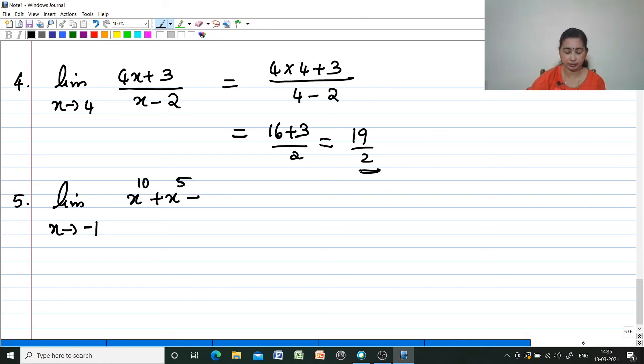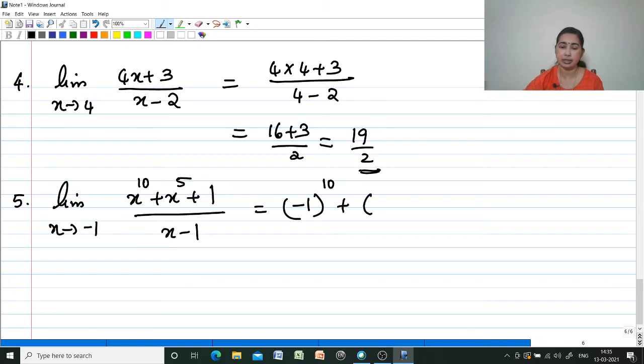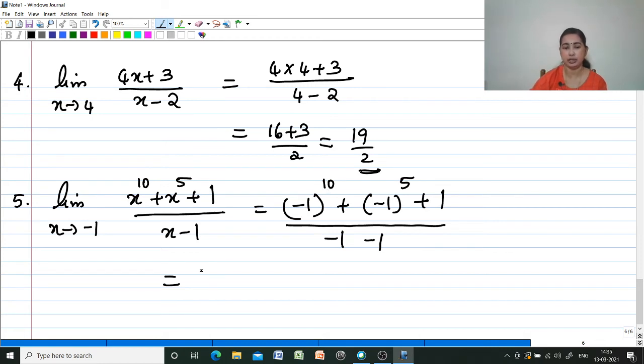Then question number 5, limit x tends to minus 1, x raised to 10 plus x raised to 5 plus 1 divided by x minus 1. That's equal to, if I am giving value for x as minus 1, we are getting minus 1 raised to 10 plus minus 1 raised to 5 plus 1 whole divided by minus 1 minus 1. Minus 1 raised to even number is positive 1, minus 1 raised to odd number is negative. So 1 minus 1 plus 1 by minus 2 is equal to minus 1 by 2.